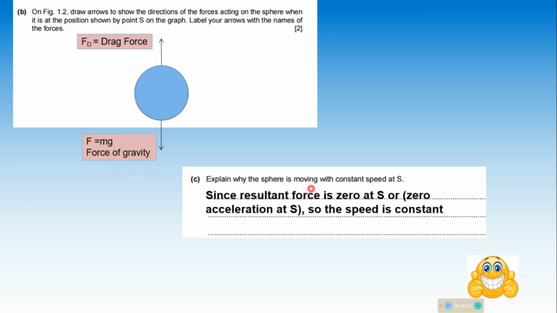Explain why the sphere is moving with constant speed at S. Since the resultant force is 0 at S, or we can say there is 0 acceleration at S, the speed is constant.